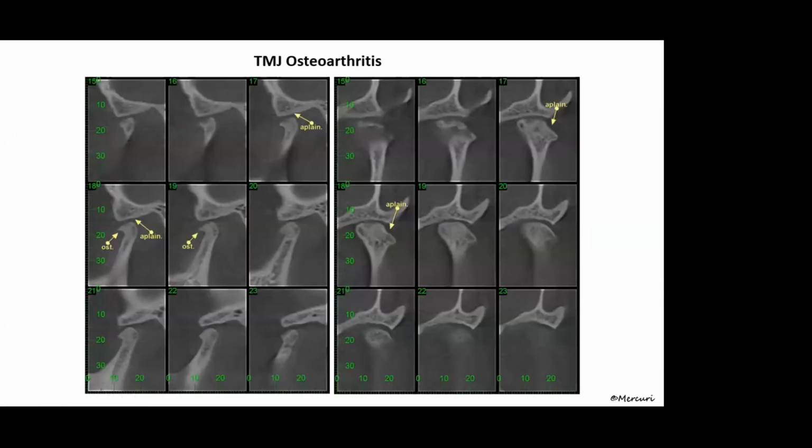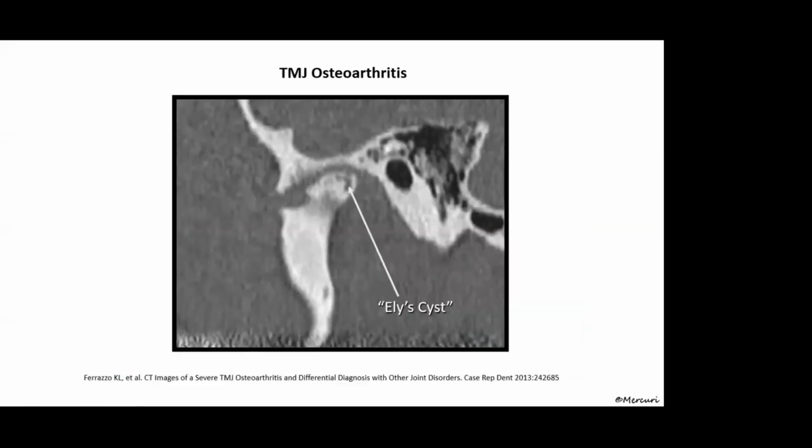And here are some images that we would see on a CBCT of the flattening that I demonstrated in the earlier imaging, but it also demonstrates in the anterior posterior view the lateral pole of the condyle flattening. This image demonstrates this collapse of the subcondylar bone, which looks like a cyst and is actually called Ely's cyst. And it demonstrates the failure of the subcondylar bone.